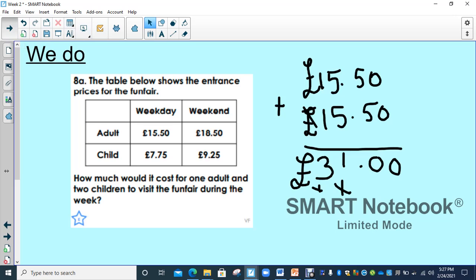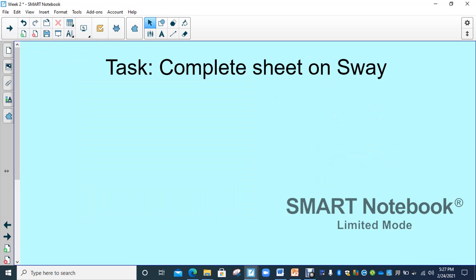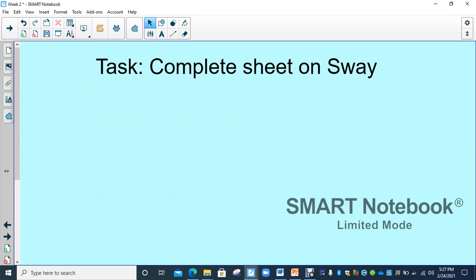Okay, so well done guys. You're now going to be moving on to the sheets which are on the Sway document. You can print them out, but you don't really need to. Join me in a minute for a pit stop and then finally the plenary. If you're finding this very easy, then please make sure that you move on to the extension.